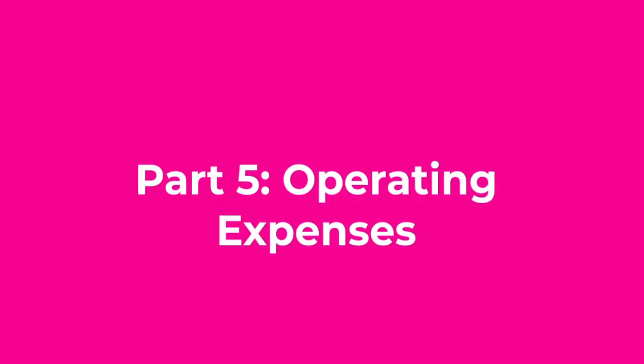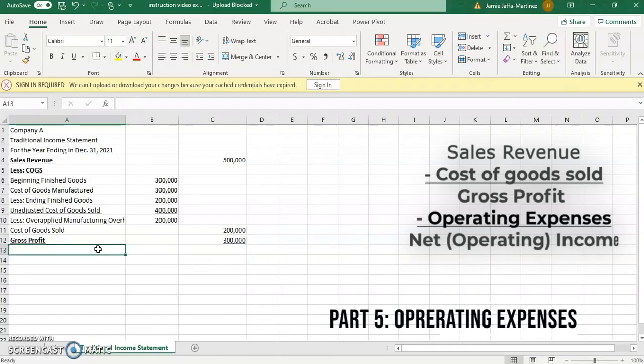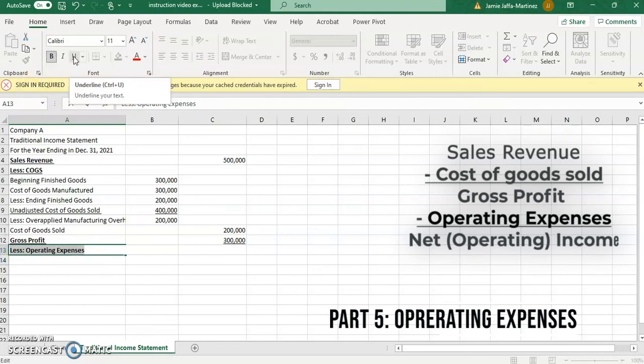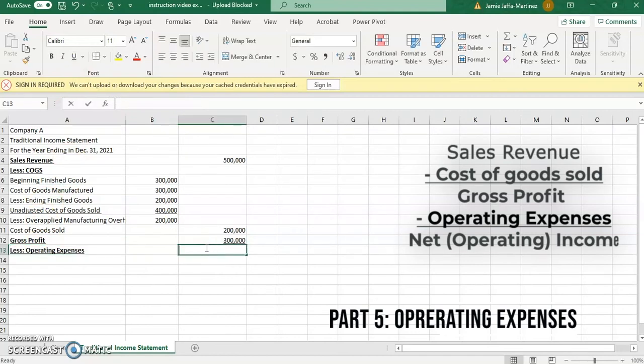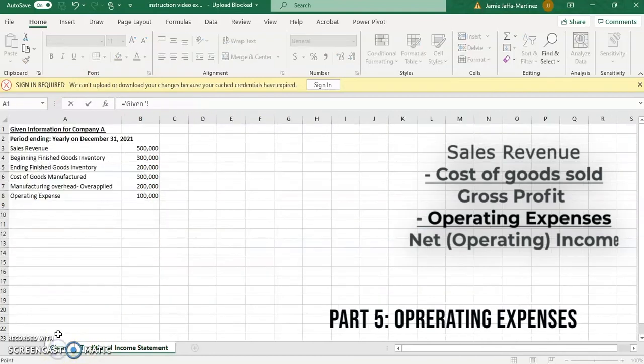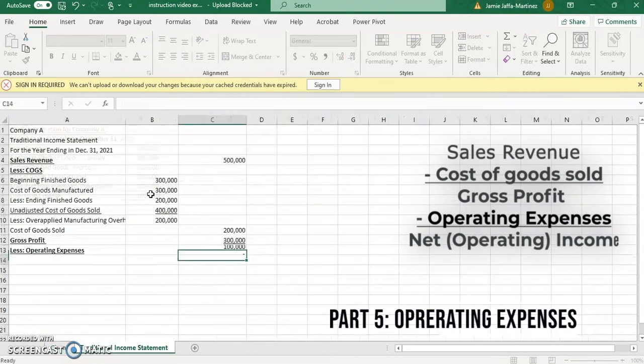The next part is listing our operating expenses. Since we are subtracting this from the gross profit, we want to put less in front of it, so we type less. We also want to bold this and underline it. Now we go to column C, press the equal sign, and see the operating expense right here. We click on it and press enter.